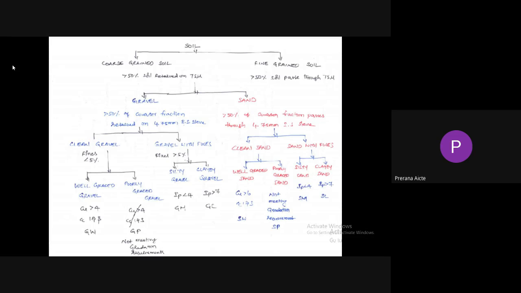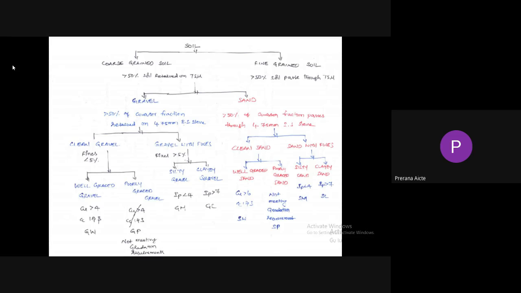Well graded gravel. Suppose these two requirements are not satisfied, that means not meeting the gradation requirements, then the soil is treated as poorly graded soil.